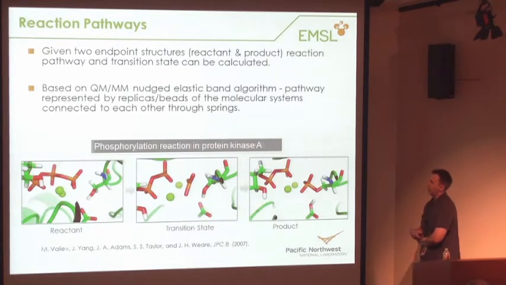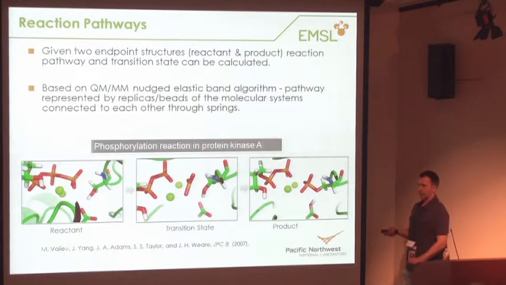So in addition to studying reactant state and product state complexes, we can also look at the reaction pathways. So basically, this allows us to map the reaction pathway between the two stable points, the reactant and the product, and gives you an opportunity also to get the transition state. So, here's an example of the reaction pathway calculation for the cAMP-dependent protein kinase.